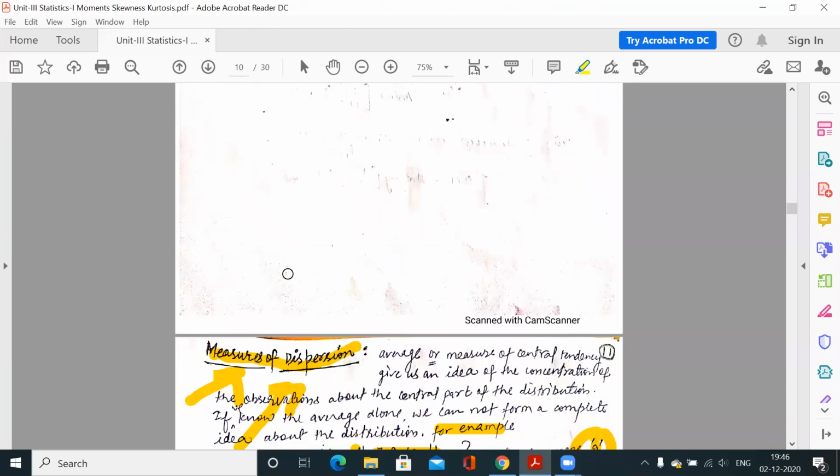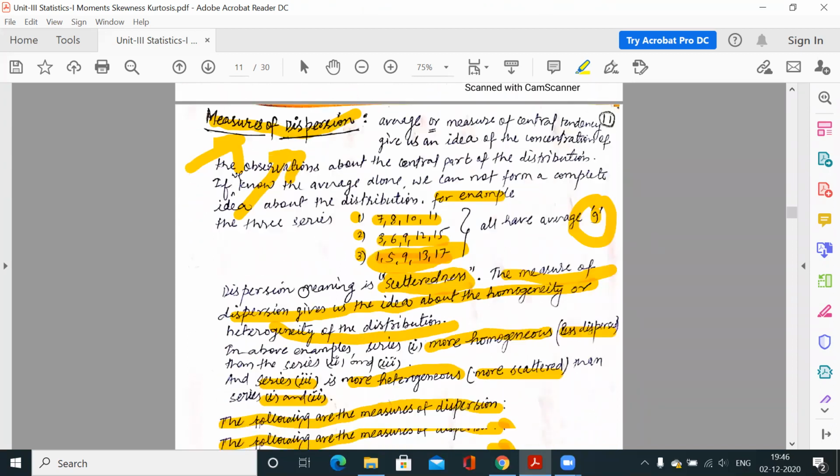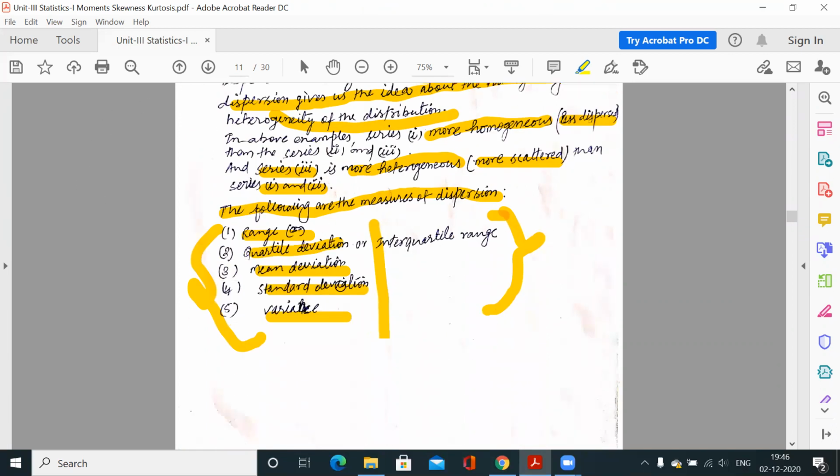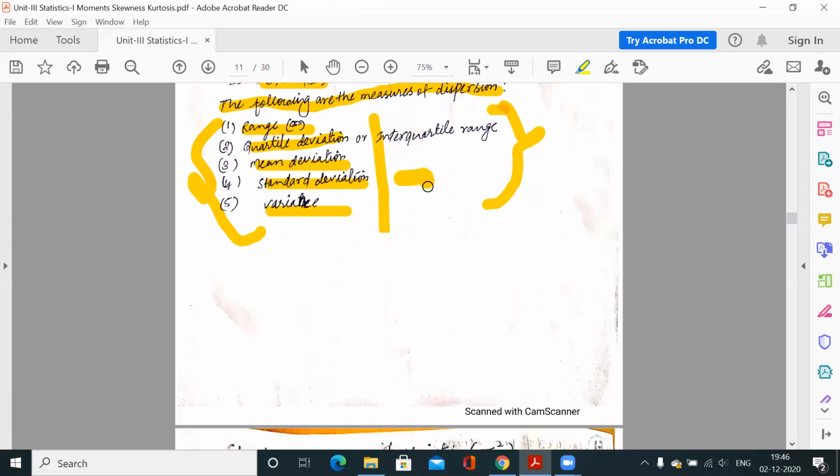The measure of central tendency is written in the syllabus. Then the next topic is moments, skewness, and kurtosis. So it is not mentioned in the syllabus, so I am not going to discuss all the formulas. I am going to discuss the formulas only for standard deviation and variance.